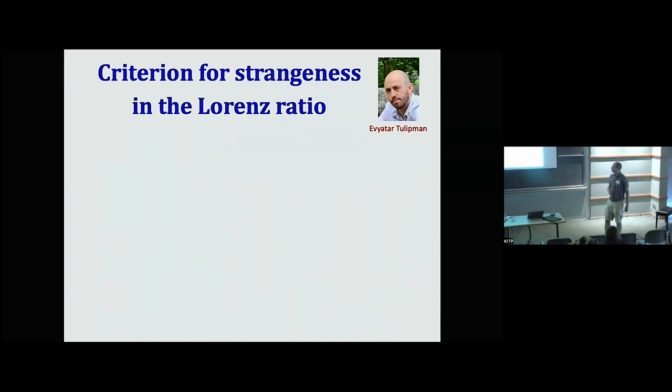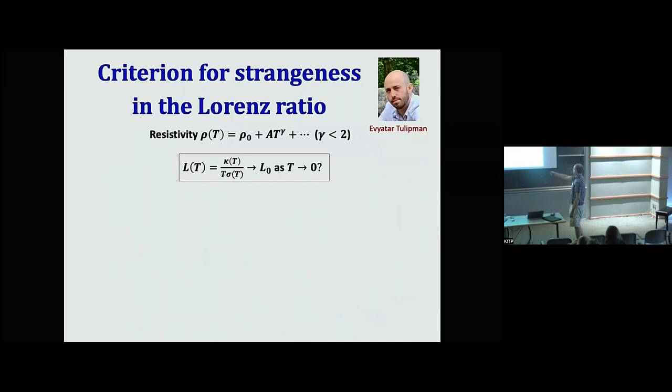How do we decipher it? So we propose sort of a flow chart. So we say the resistivity goes like T to the gamma, gamma is one. So let's look at the Lorentz ratio.